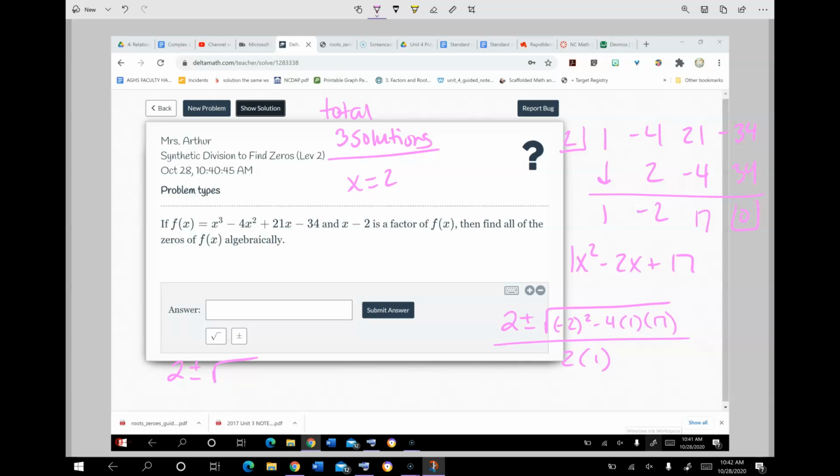Minus 4 times 1 times 17. That gives me negative 64 over 2. Square root of 64 is 8. So the square root of negative 64 is going to be 8i. So this is going to be 2 plus or minus 8i all over 2. They're both divisible by 2. So it's going to be 1 plus or minus 4i. So my solutions are 2 and 1 plus or minus 4i.